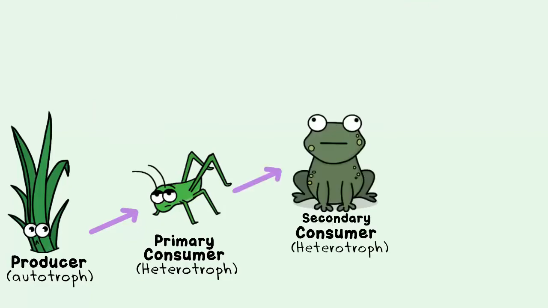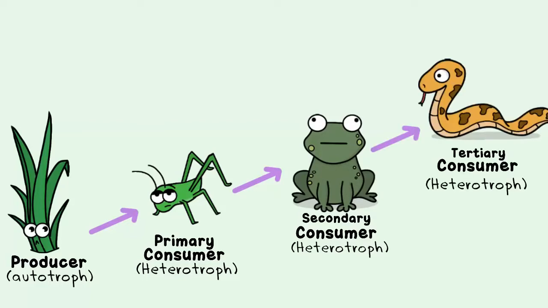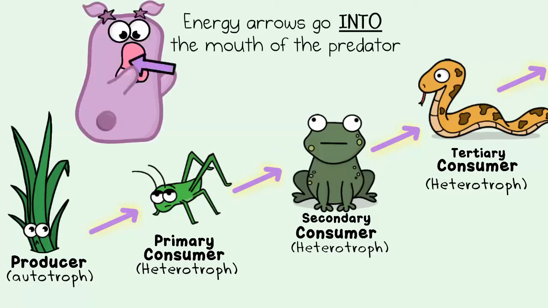Consumers are heterotrophs, which means that they need to feed on other organisms. The primary consumer is eaten by a secondary consumer, this frog. The secondary consumer is eaten by a tertiary consumer, this snake, and the food chain can keep going. Notice how the arrows are supposed to point in the direction of the one doing the eating, which makes sense because that's the direction of the energy flow.